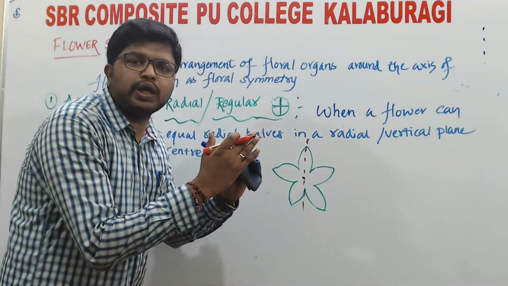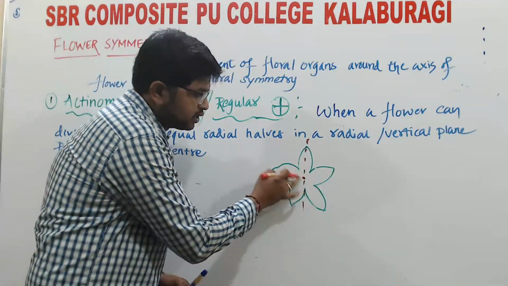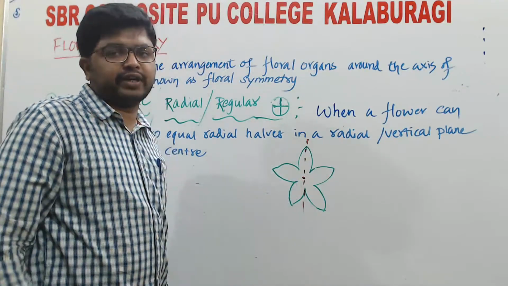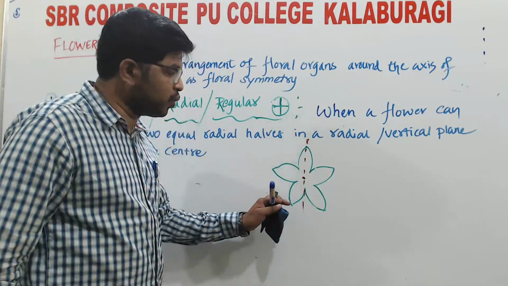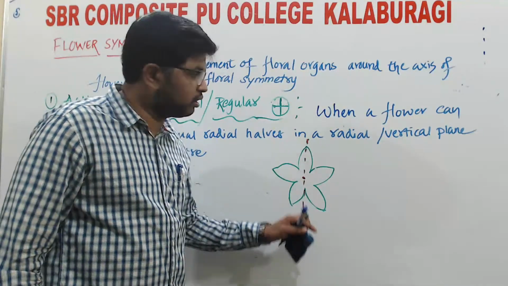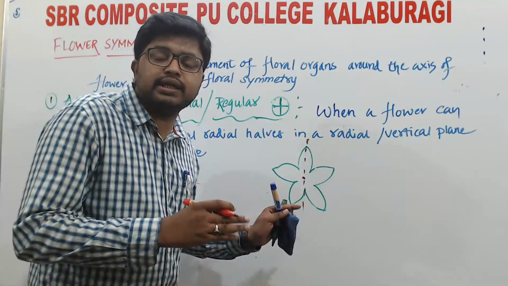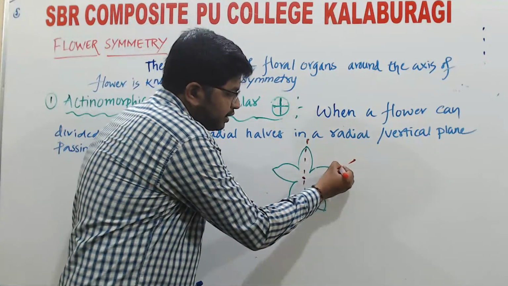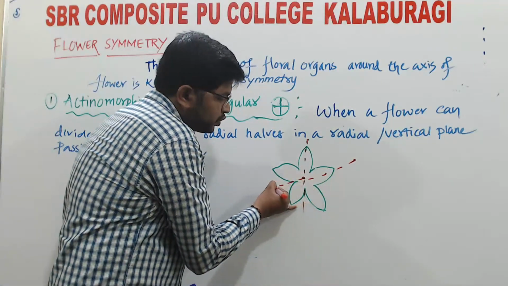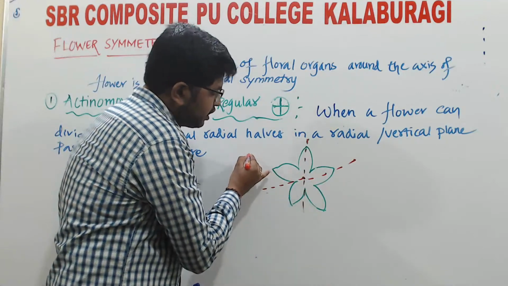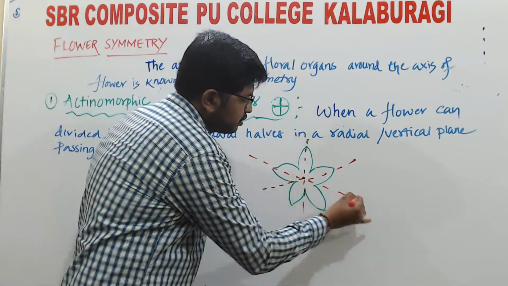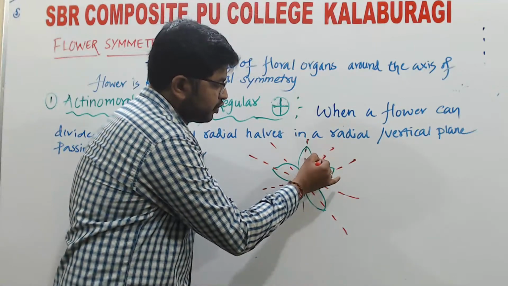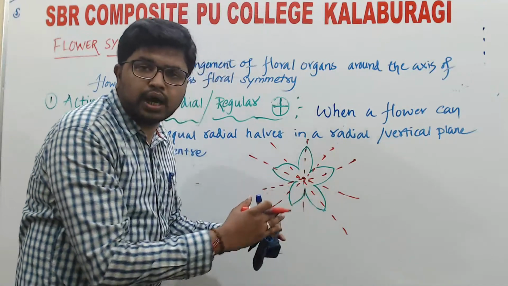So you should get two equal halves. Here it should be same, this also should be same. Such flowers we call actinomorphic, right? Actinomorphic meaning what? When you cut a flower by a radial plane passing through the center, it should give two equal, two similar halves. Any vertical plane you cut it, it should give two equal halves. If you cut by this plane, you should get two equal halves.